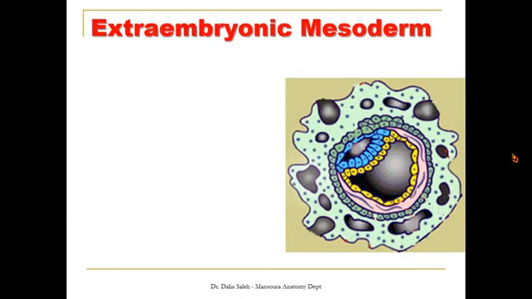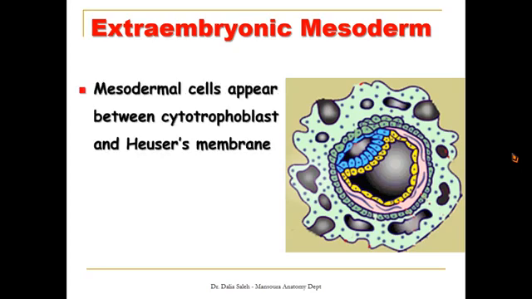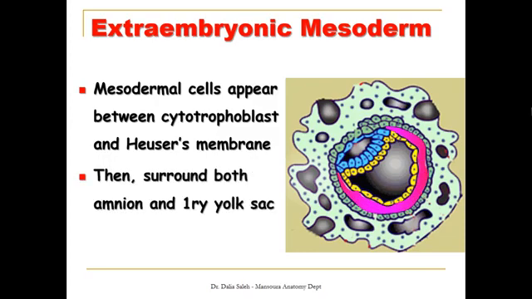After the appearance of the yolk sac cavity, another tissue appears. It's called the extraembryonic mesoderm. Extraembryonic means outside the embryonic disc. So these types of cells appear between the cytotrophoblast and Heuser's membrane. This is the cytotrophoblast and this is Heuser's membrane. It first surrounds the primary yolk sac and then will surround the amniotic cavity as well.